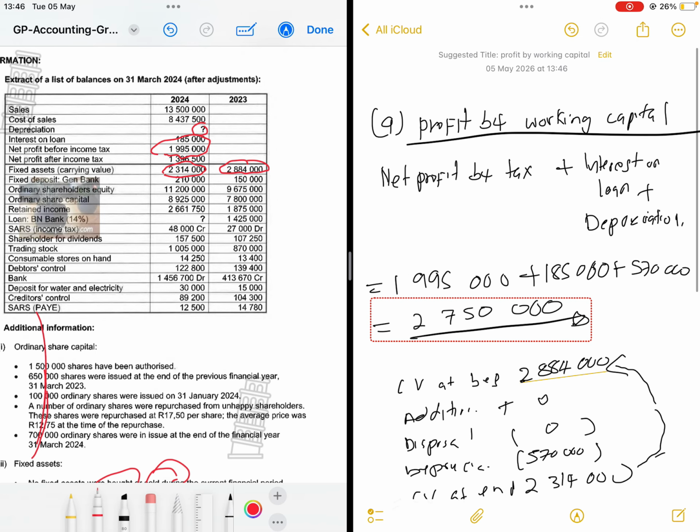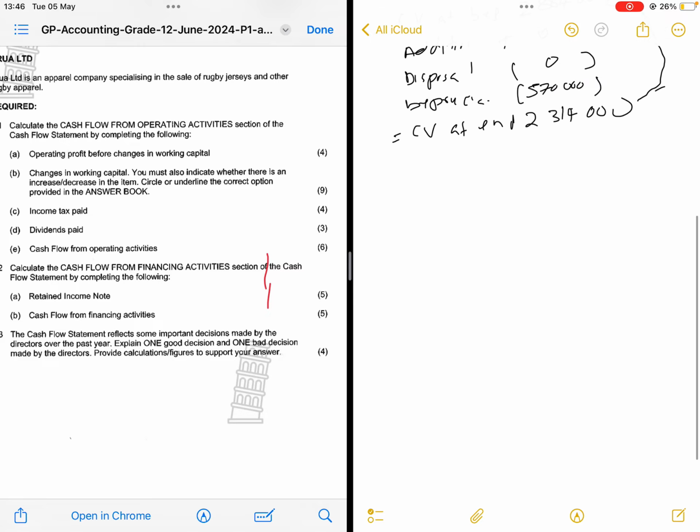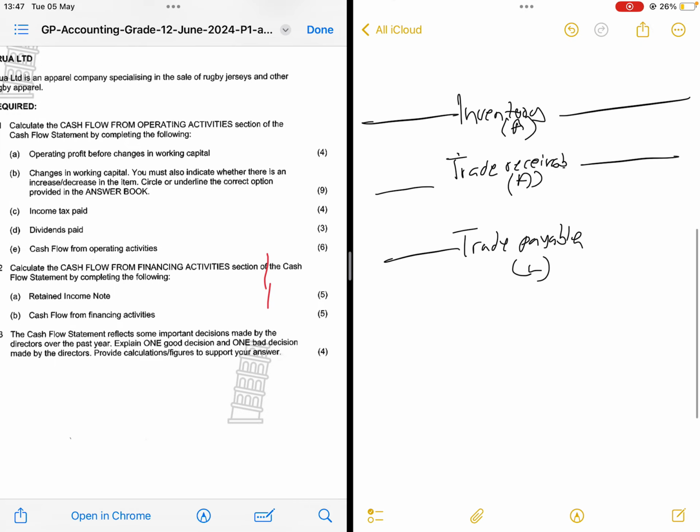So coming to the next question, they say changes in working capital. I'm going to have working capital. I have inventory. Then I have trade receivable. I have trade payable. Now, this is an asset, and this is an asset. This is a liability. Now I'm going to give you the information.